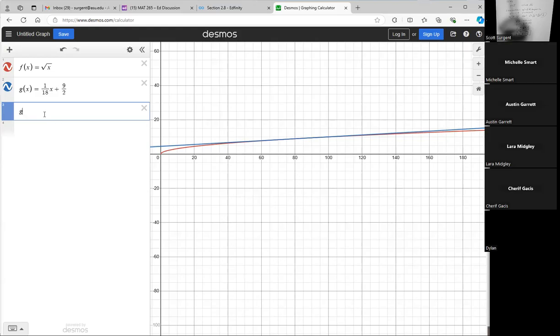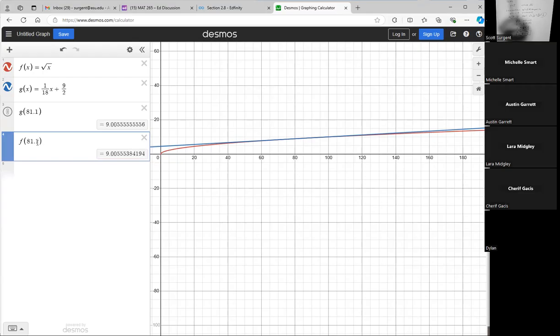The idea being is that if I want to estimate the square root of 81.1, I use the tangent line. I'm using G for the tangent line. If I want to know the actual value of the square root of 81.1, look how close they are. The actual value here is 9.00555384194 and so on, whereas the estimation is 9.0055555 forever. They actually are the same out until the 6th decimal place. They're within a millionth of each other. Okay, that's actually really good.